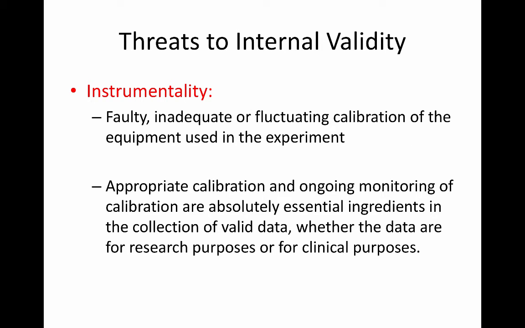Instrumentation is another form of internal validity. So faulty, inadequate, or fluctuating calibration used in an experiment, it doesn't work. So before every test, you calibrate your equipment. You make sure your equipment's working, because you have to know that the data you collect from one piece of equipment on one patient is the same data, with the same calibration, measuring the same thing on the other patient. So ongoing monitoring is very important.